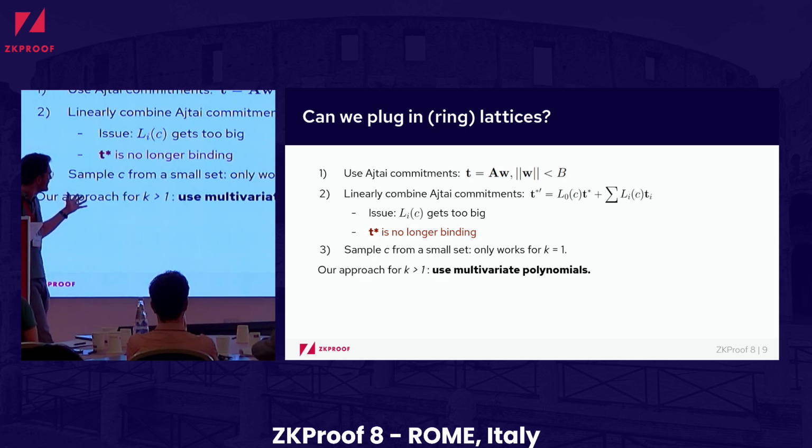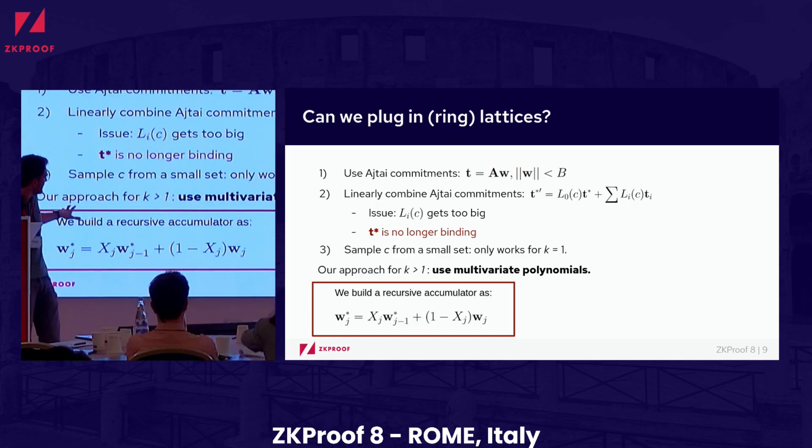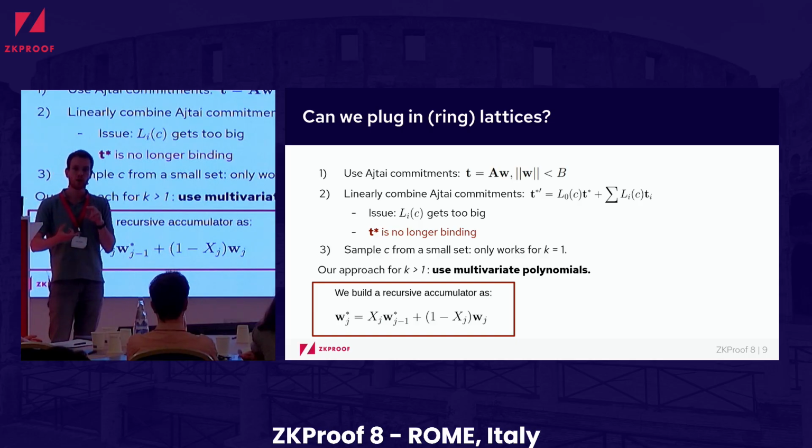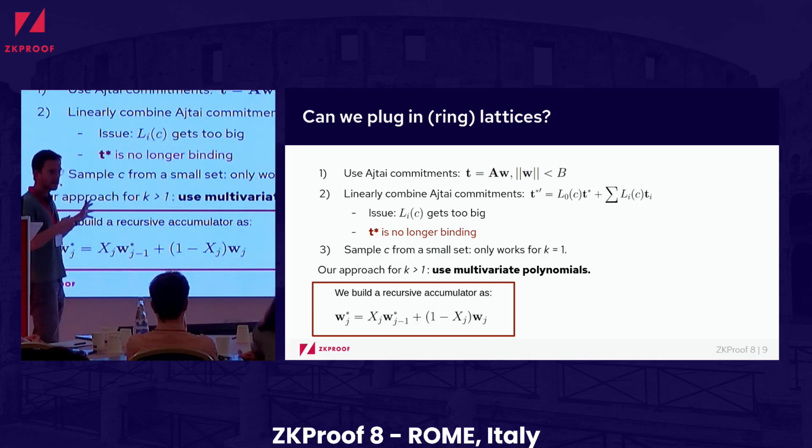And for folding k larger than 1, we rely on multivariate polynomials. So let's see how we do this. The first idea is to build an accumulator recursively. The case for k equals 1 works. So why don't we start from there? Okay? If we want to fold k, we can just take them 1 by 1 and build an accumulator iteratively. So we have that the accumulator on the jth step is x times the accumulator on the j-1 step plus 1 minus x times the new witness that we're doing. And x and 1 minus x are exactly the Lagrange polynomials for k equals 1.